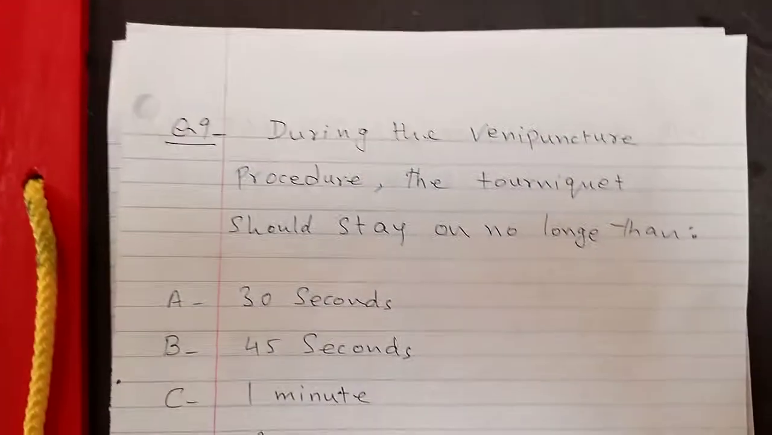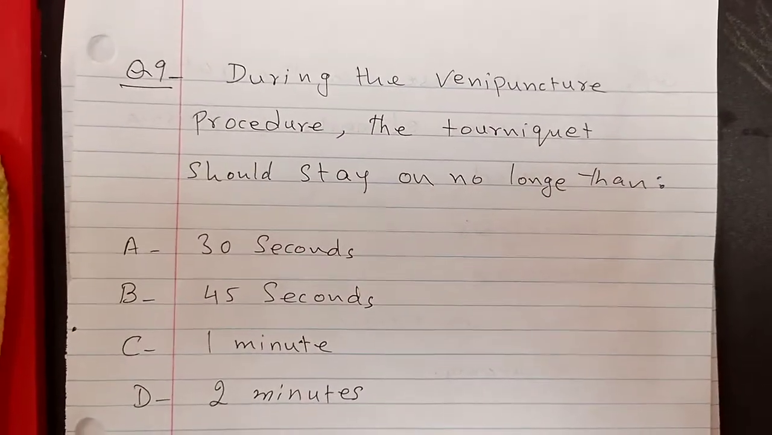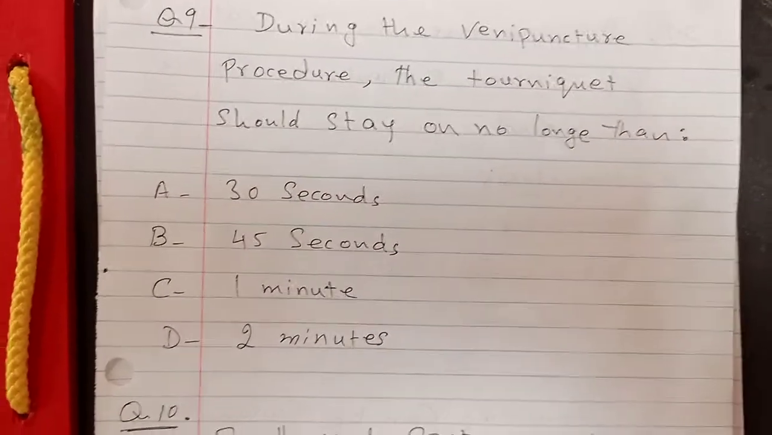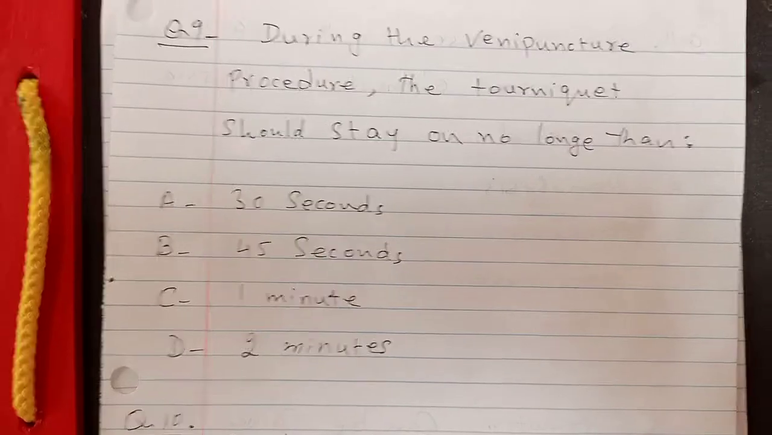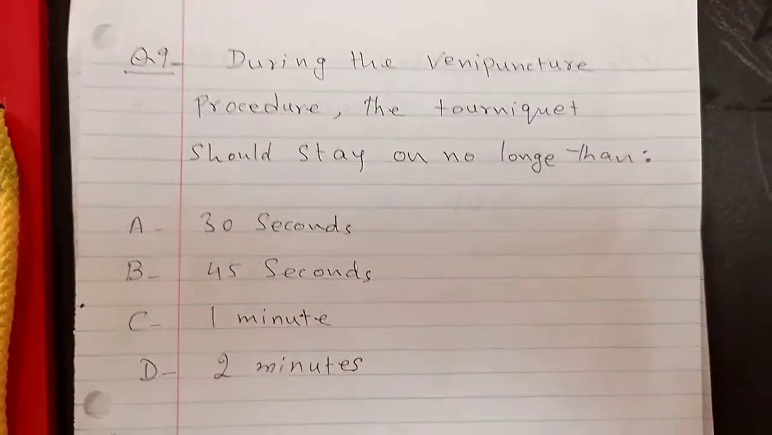Very important. During the venipuncture procedure, the tourniquet should stay on no longer than 30 seconds, 45 seconds, 1 minute, 2 minutes. The answer is C, 1 minute. You have to complete your job within 1 minute.